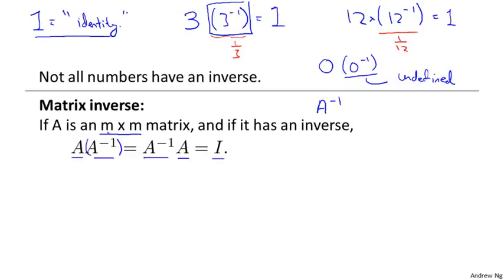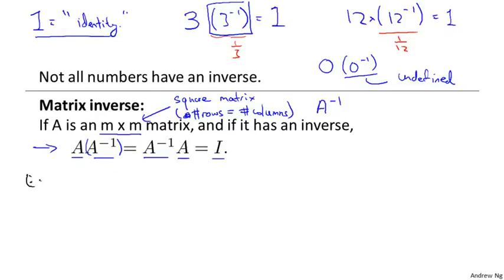Only matrices that are m by m for some value of m have an inverse. A matrix that is m by m is also called a square matrix. It's called square because the number of rows is equal to the number of columns. And only square matrices have inverses. So if A is a square matrix, m by m, and if it has an inverse, then it satisfies this equation over here. Let's look at a concrete example.